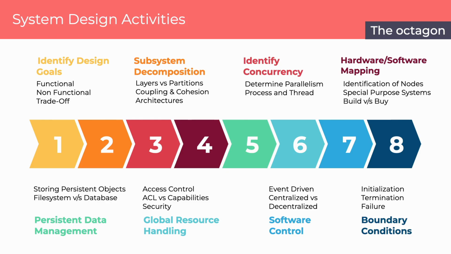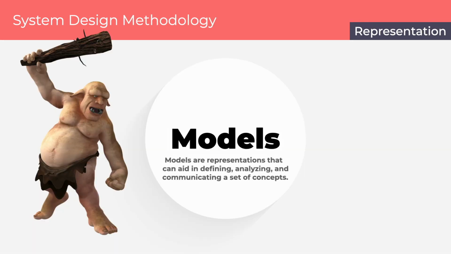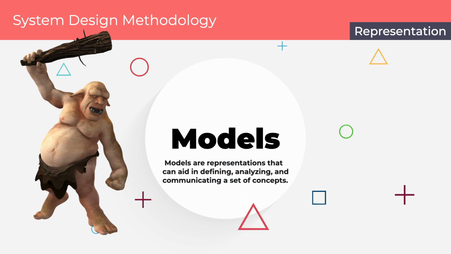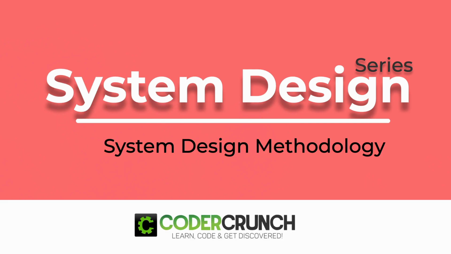In the previous video, we learned about the 8 activities that make up the system design methodology, and in this video, we will learn how each of those activities relate to the various software models that we have also learned earlier. Likewise, the design choices we make during certain activities can influence the choices that we would have to make in other activities as well.